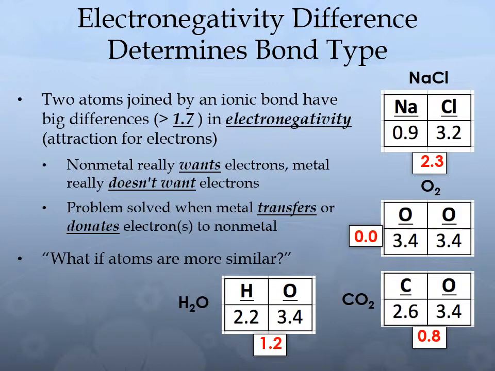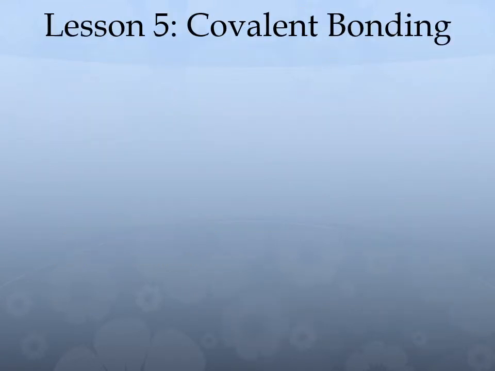So in these cases, who transfers their electrons? Who's going to give up their electrons? Who doesn't want their electrons? Well, in covalent bonding, the truth is that everyone wants their electrons. So where do we go from here then?